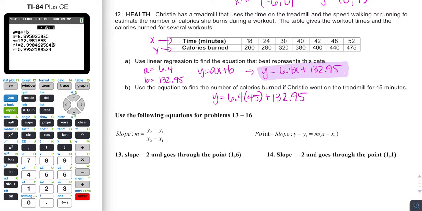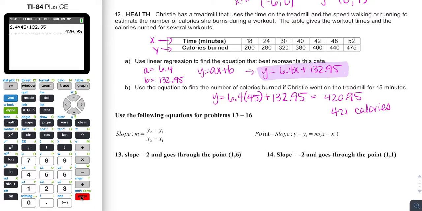So we're going to go ahead and calculate this out. So we're going to have 6.4 times 45 plus 132.95. And our answer is going to be 420.95 calories, or if we round up, 421 calories.